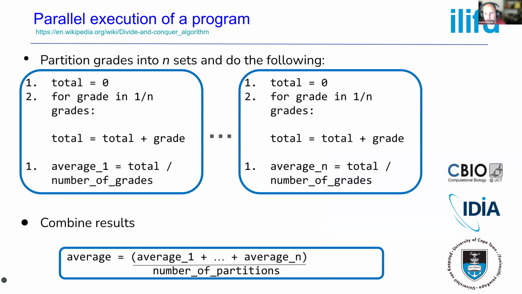But what if we wanted to do this in parallel? Again, reasonably trivial, but what we could do is partition the set of grades into n sets, and then do the following. So for each set of grades, we run through the same algorithm where we find the average of that subset. And then at the end, what we're going to do is combine those averages and then divide by the number of partitions or sets that we had. So if we had 20 numbers, we could find the average of the first 10 and the second 10, and then add those together and divide it by 2, for example.